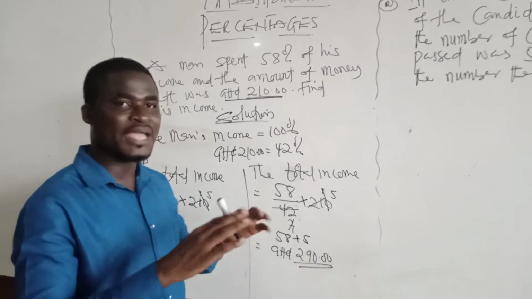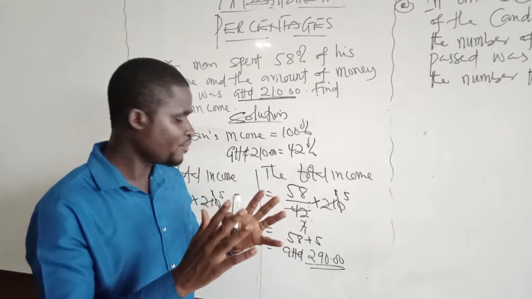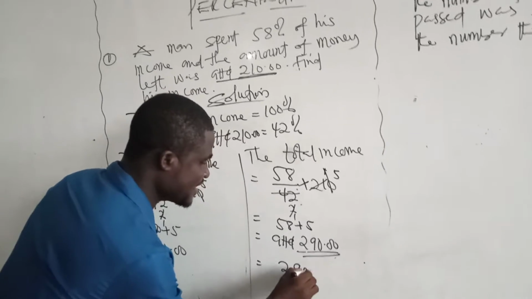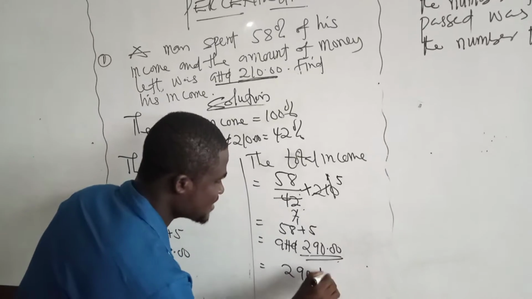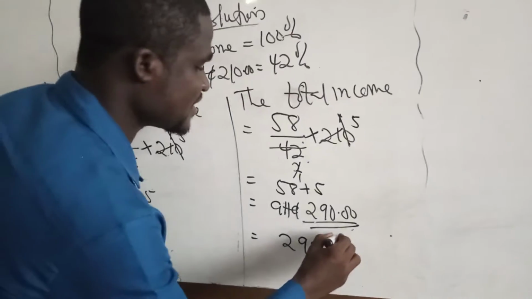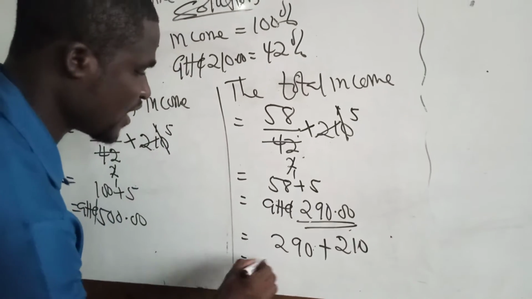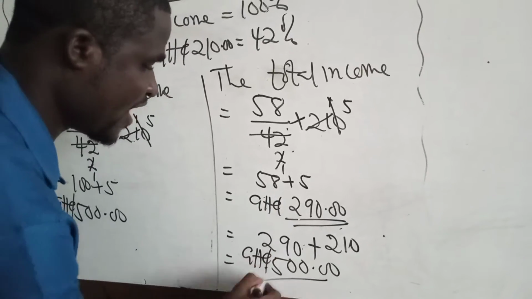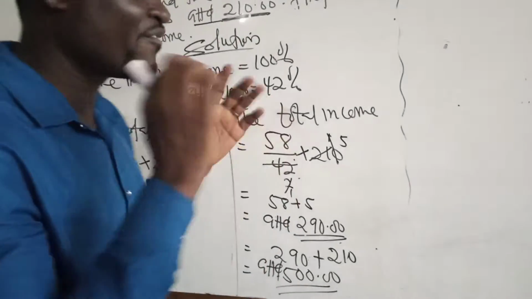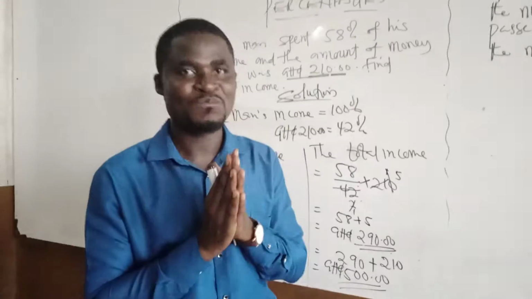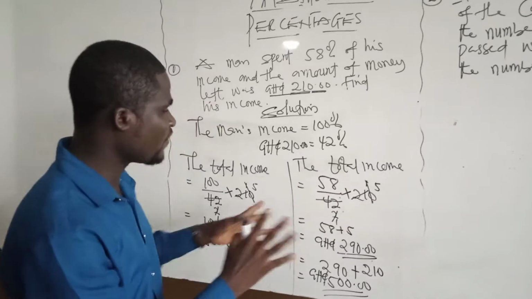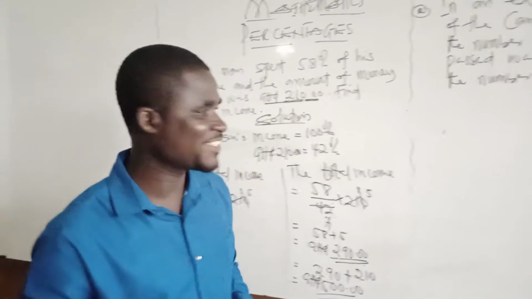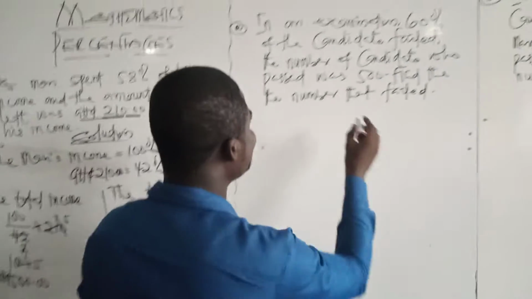Now we want to find the total income. So we are going to have 290 Ghana cedis plus 210 Ghana cedis. Add them, we are going to have 500 Ghana cedis. So therefore, the man's total income is equal to 500 Ghana cedis. So this is how you're going to position your figures to find the answer. And you are getting all the steps. That's good. Let's go to the second question.